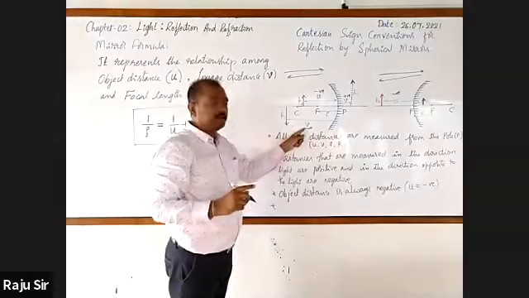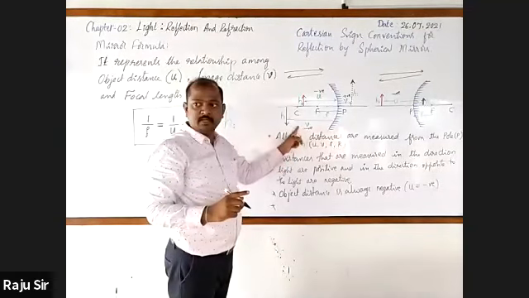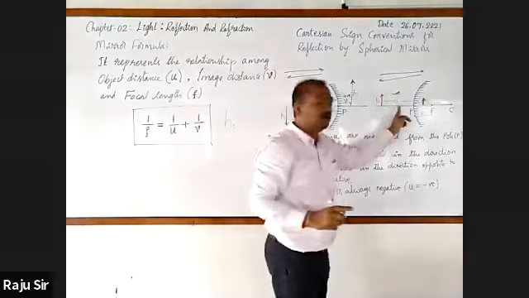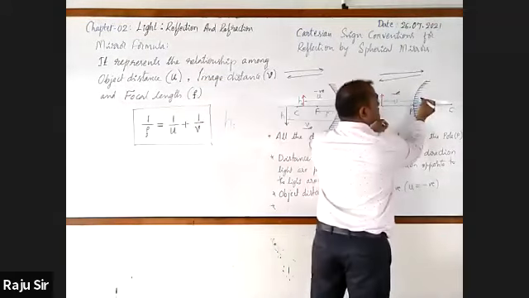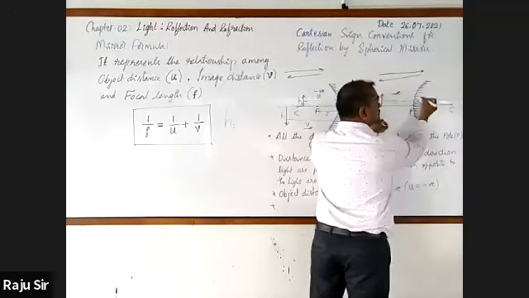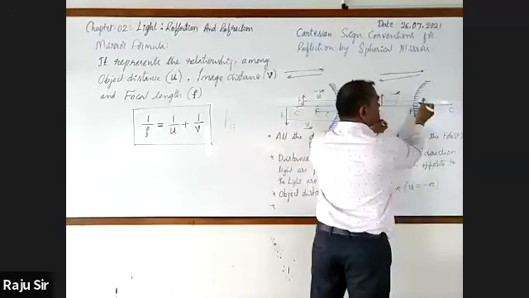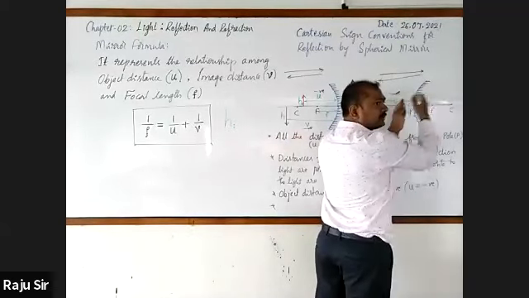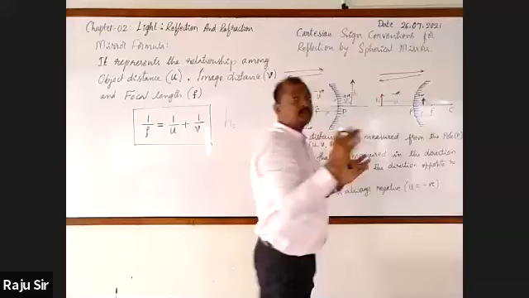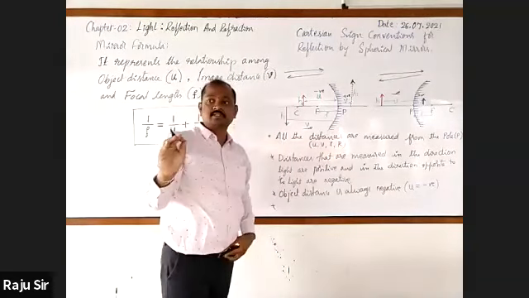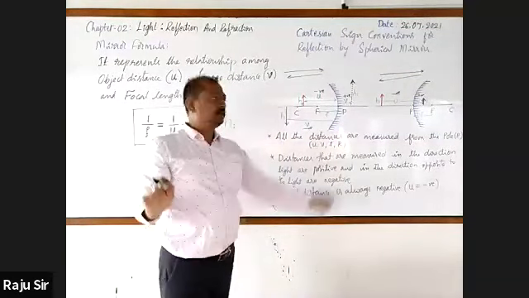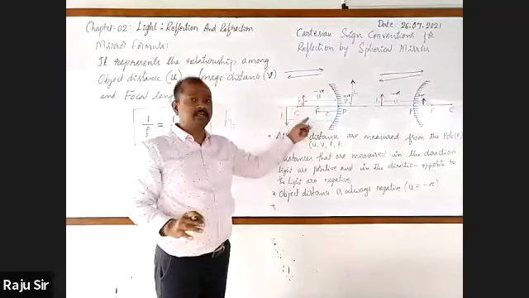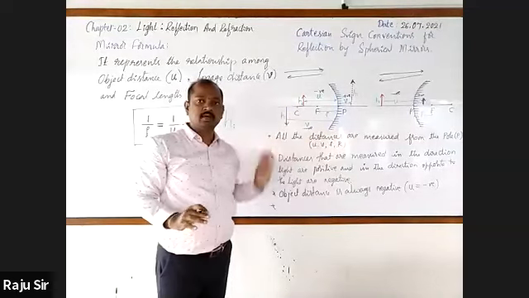That is, image distance may be negative or positive in case of concave mirror. You know, in case of convex, image distance is here. Positive or negative? Positive, sir. Direction of light. So image distance is always positive in case of convex. It may be positive or negative in case of concave mirror.